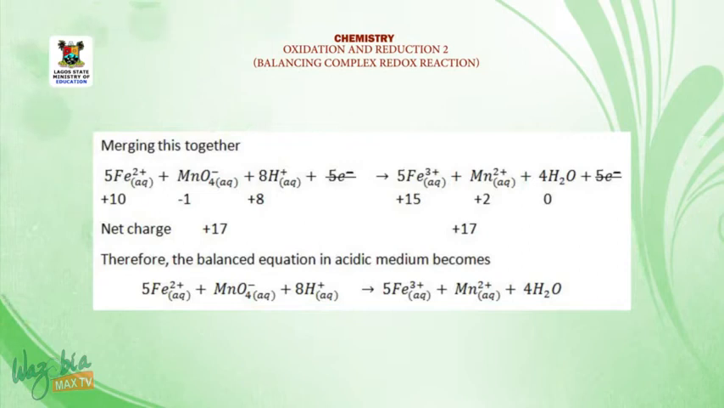So the net charge for both the reactant side and the product side will be +17. For the reactant side, we have +10 - 1 + 8, which gives +17. On the product side, we have +15 + 2 + 0, which also gives +17. Therefore, the balanced equation in acidic medium becomes 5Fe2+ + MnO4- + 8 hydrogen ions to give 5Fe3+ + Mn2+ + 4 moles of water.